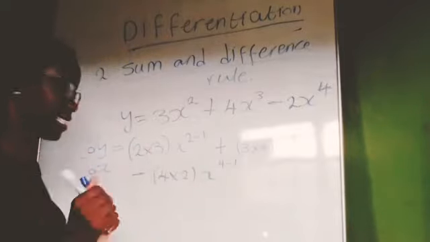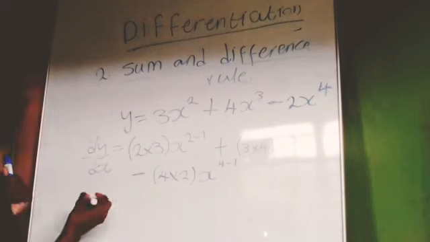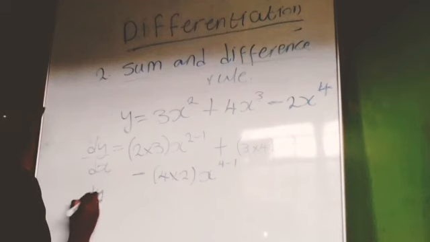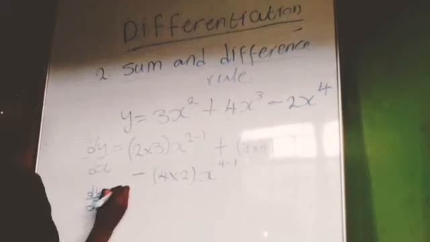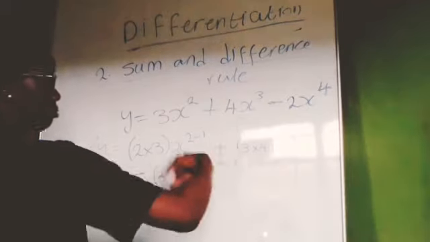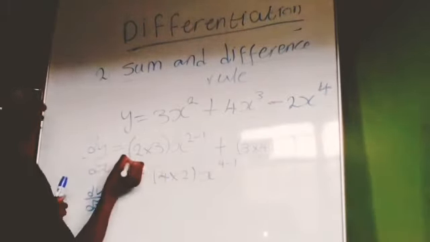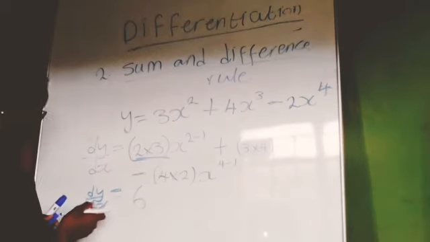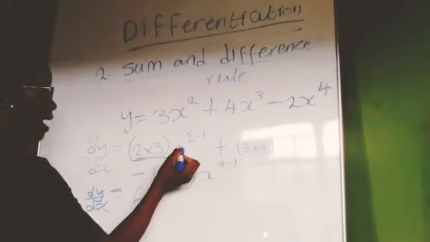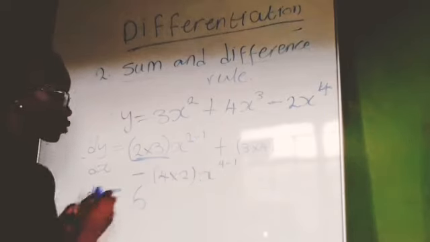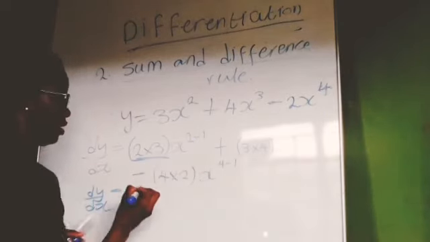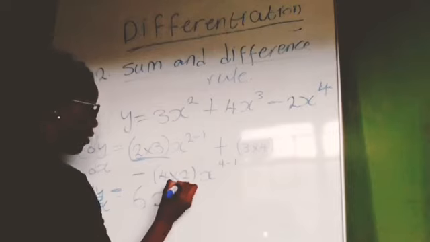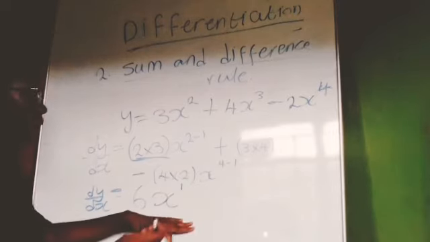So please, let's be together. Okay. So dy dx is equal to, we can now expand this. We can now deal with this. 2 times 3 is 6. Then x to the power 2 minus 1. So 2 minus 1 is just 1. So this is x to the power 1, like that.